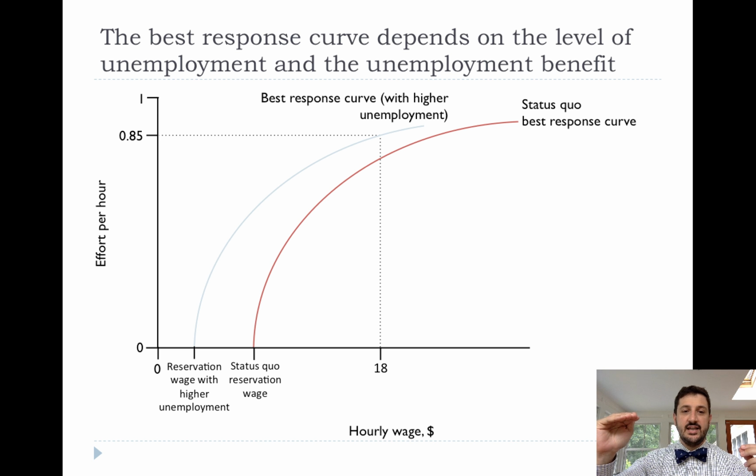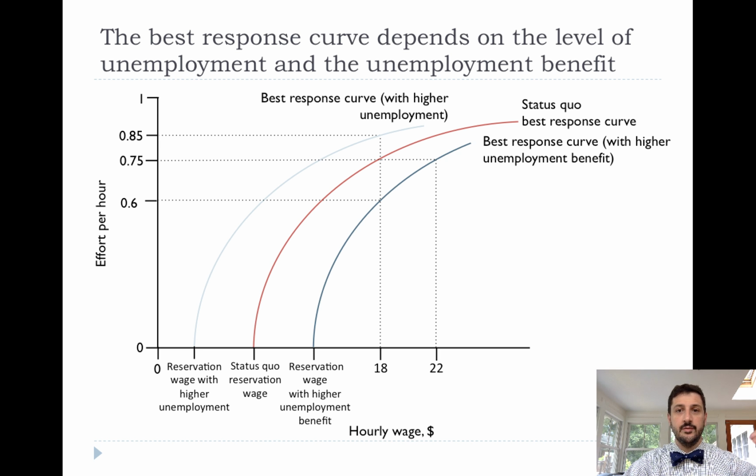So the key is that as unemployment goes up, it's harder to find a job, okay? So that means that the rent from having a job increases as the unemployment rate goes up, which means that the best response curve shifts to the left when there's a higher unemployment rate. And so if at $18 an hour before you were willing to give 0.75 effort, now if the unemployment rate goes up, that means your employment rent goes up. Now you're willing to give 0.85 effort because you really don't want to lose your job, right? So you're willing to work harder.